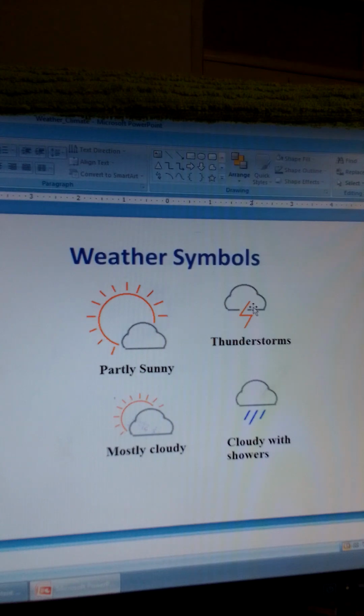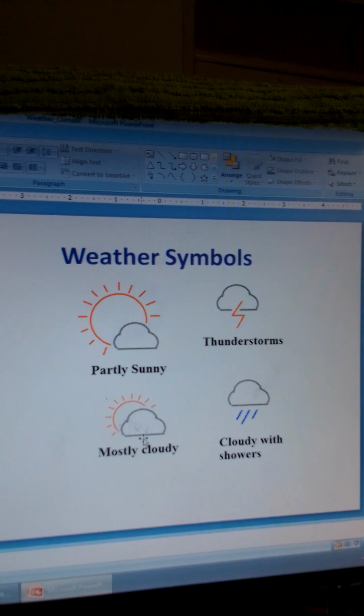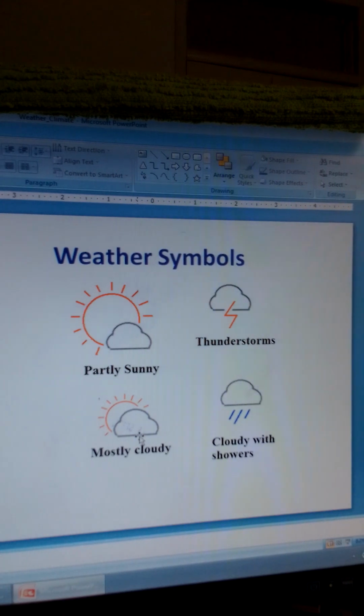This one here shows that we have thunderstorms. Thunderstorms are associated with lightning, so this is a symbol for lightning, and it's a cloud which shows that we have thunderstorms. And this one is a symbol that shows that weather conditions are mostly cloudy. You can see the symbol for the cloud and the sun, but the cloud is more prominent. So this one shows that it is mostly cloudy.